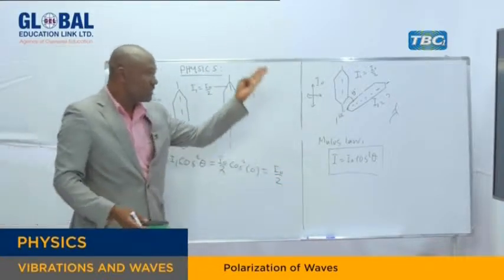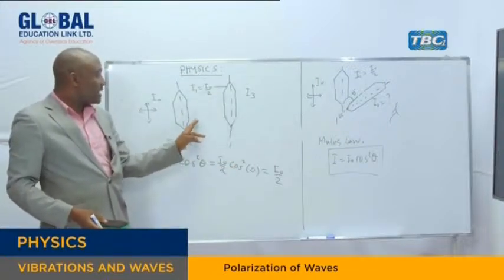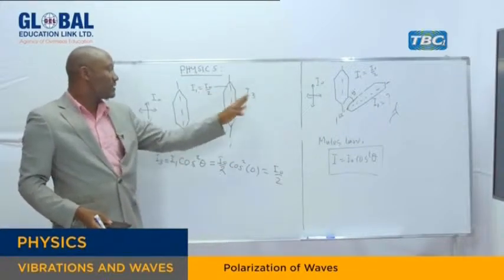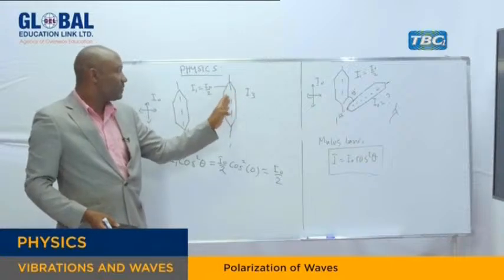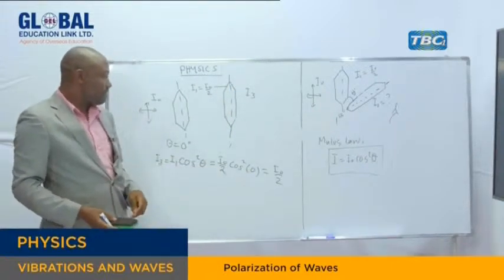This is the result that we saw in the previous discussion. When the angle is given, that's how you can find the intensity of light passing through the second polarizer or the third one, using this theorem.